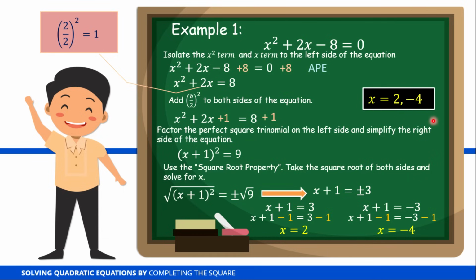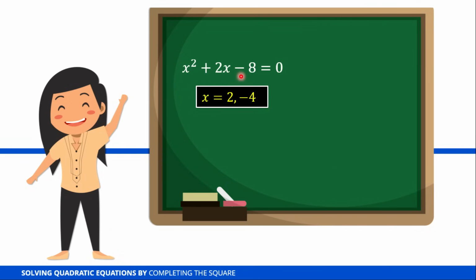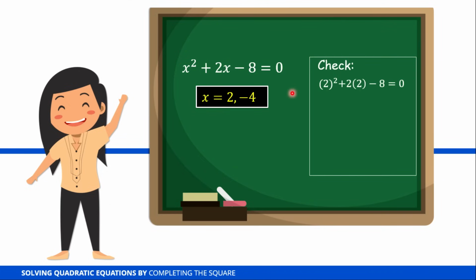Now, let's check kung tama yung ating naging solutions. Ang ating original given ay x squared plus 2x minus 8 is equal to 0. At ang nakuha nating values ng x ay 2 at saka negative 4. I-check natin kung tama yung ating naging sagot by substitution. Unahin natin yung positive 2. Ipalit natin sa variable na x.